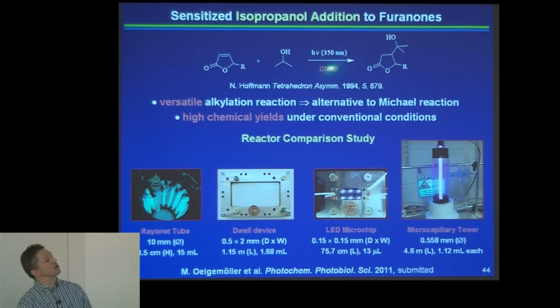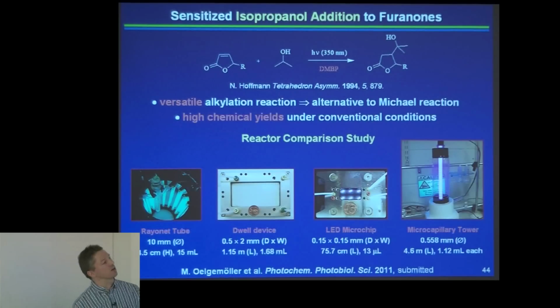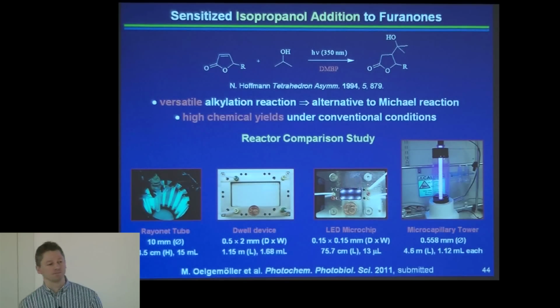Phenone, isopropanol, a sensitizer, DMBP. And typically at 350 nanometer, you get an addition of isopropanol onto this double bond. And it happens stereoselectively if you have an R group there. Okay? So a very nice reaction, not discovered, but studied by Hoffmann in France. Same strategy: know your signs, know your concentrations, and draw the first conclusions from it.